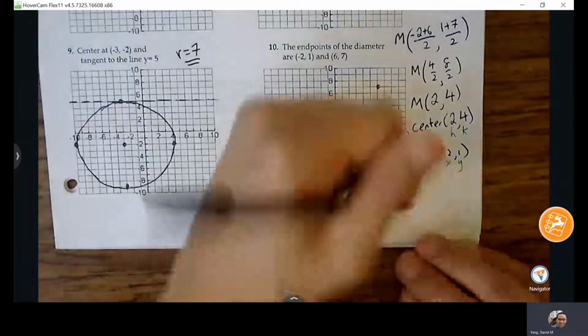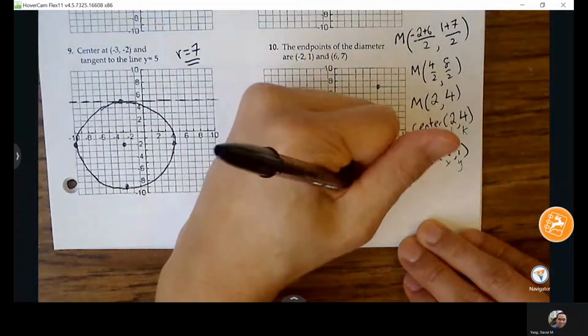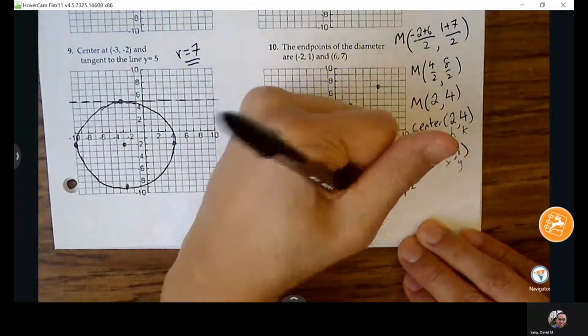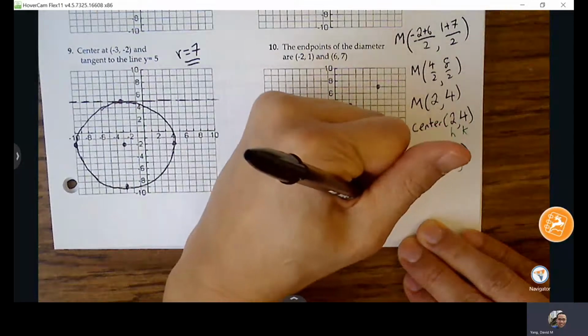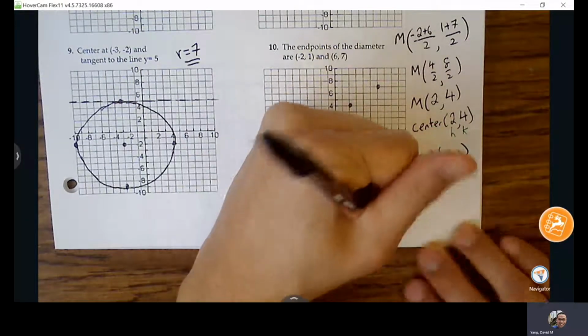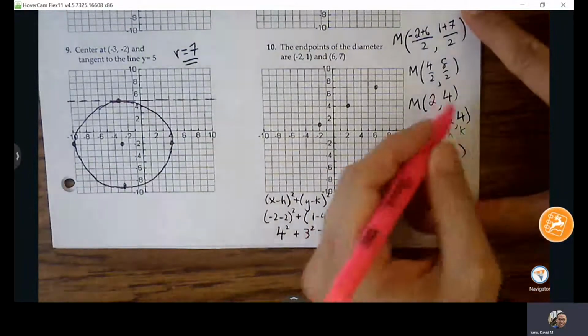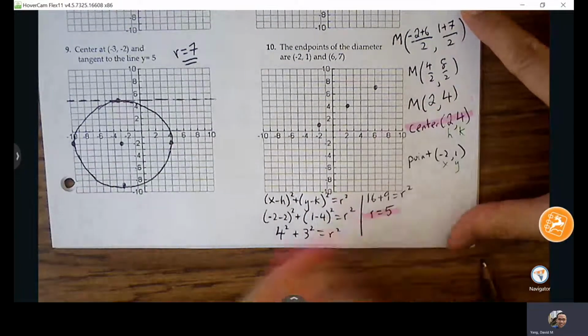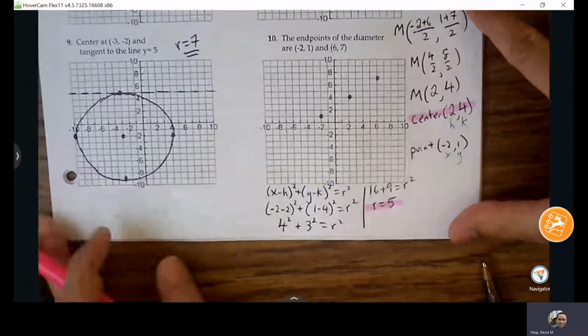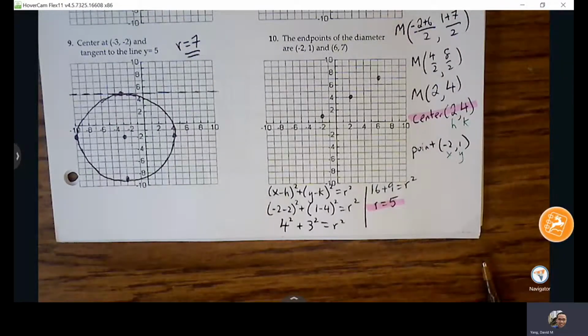16 + 9 is 25. So R is equal to square root of 25, which is 5. Once you have your center and your radius, you can finally write your standard form equation.